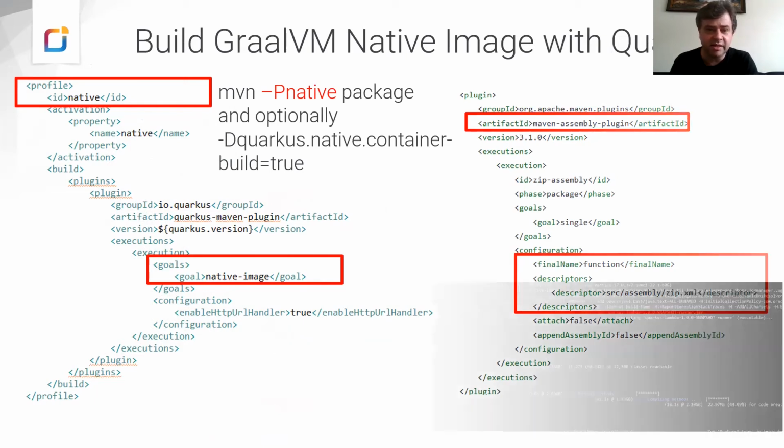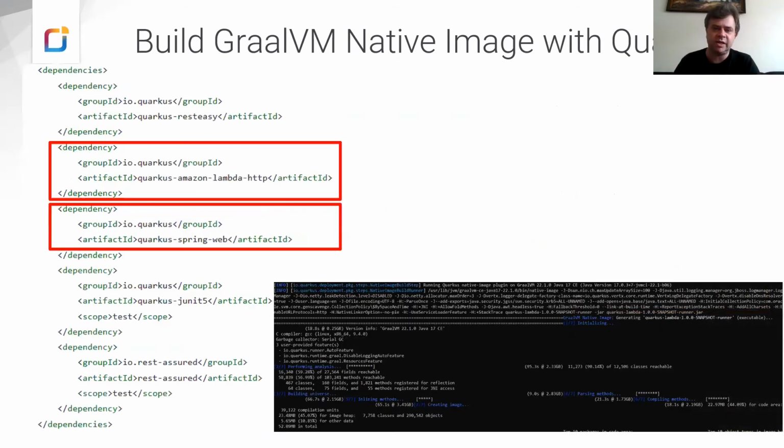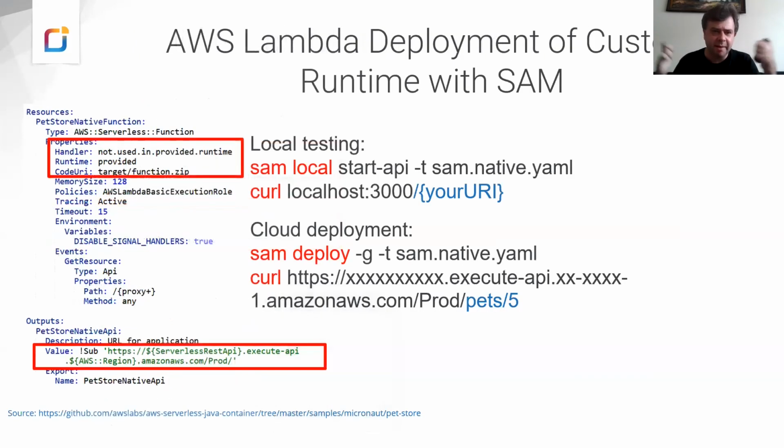And all the dependencies, how the Spring annotations are converted to Quarkus annotations, and how the Lambda itself will be proxied is in these two dependencies: Quarkus Amazon Lambda and Quarkus Spring Web. These are annotation processors. And in the end, it takes, as I told you, 3 to 4 seconds, and then the native image will be built and deployed. And now this is a SAM template, just to deploy infrastructure as code.